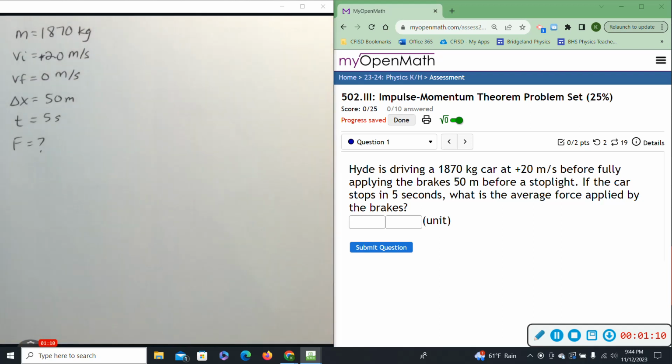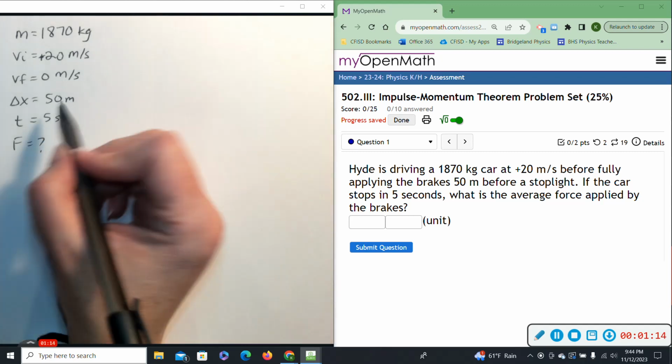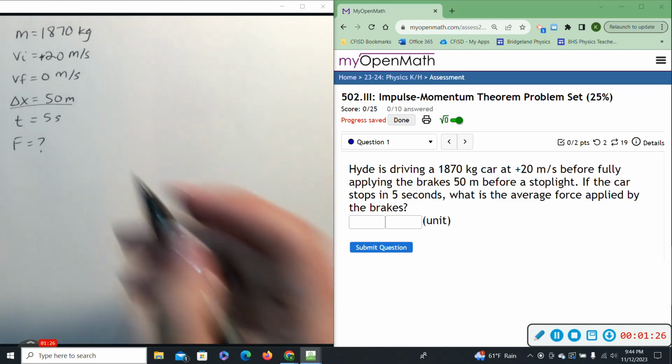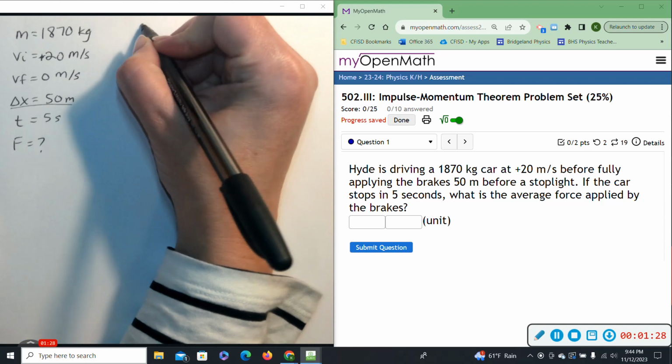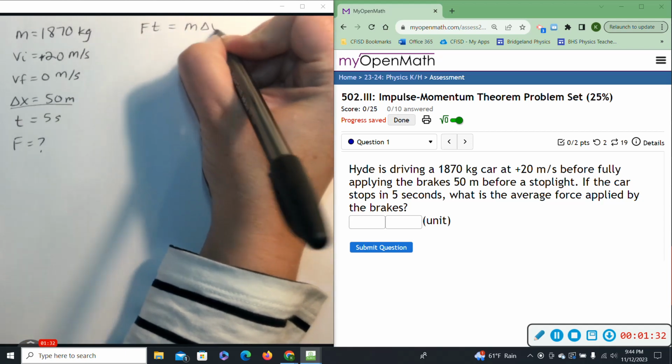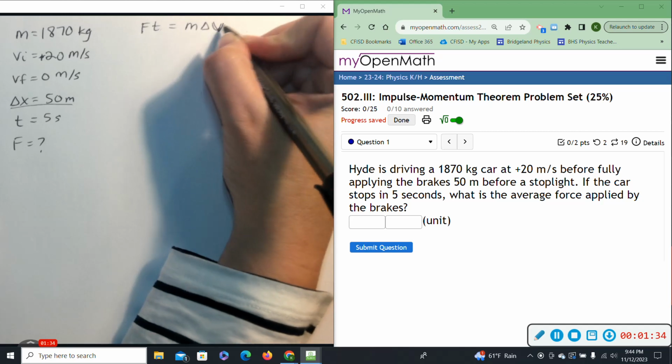Okay, so we actually don't need all of these pieces of information. You probably already know that this right here does not show up in any of my equations in this unit. This would show up in a kinematic equation if I needed that, and I don't actually need that here. So that is an extra piece of information that I don't need, but I do have the information to use this equation. F times T equals M times delta V. And so that's what we're going to do.